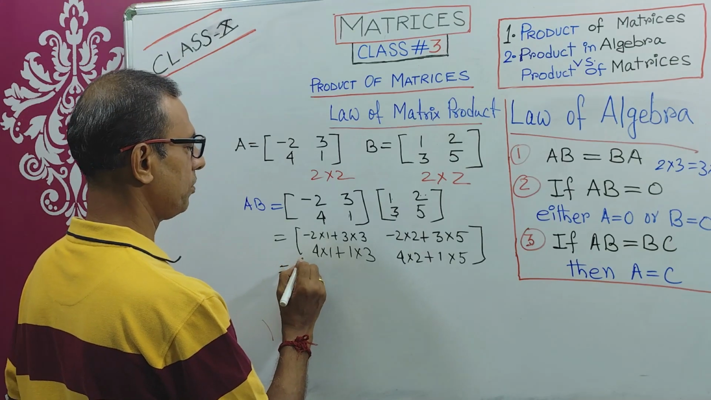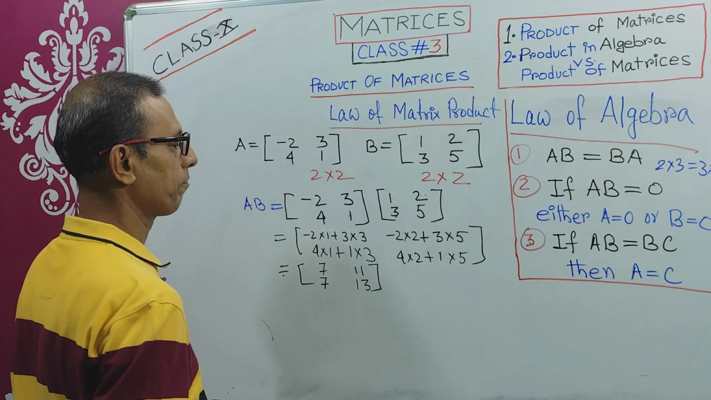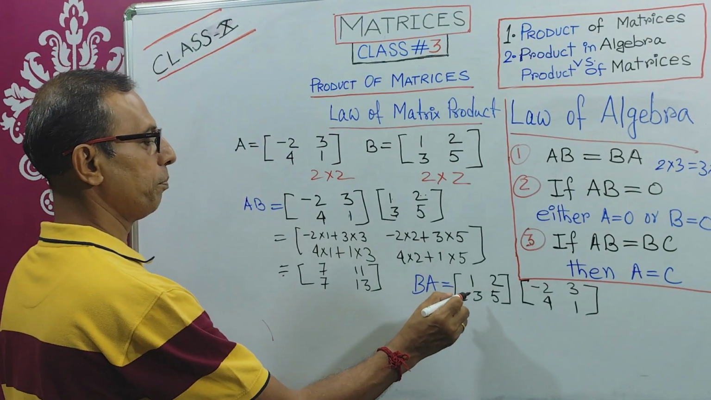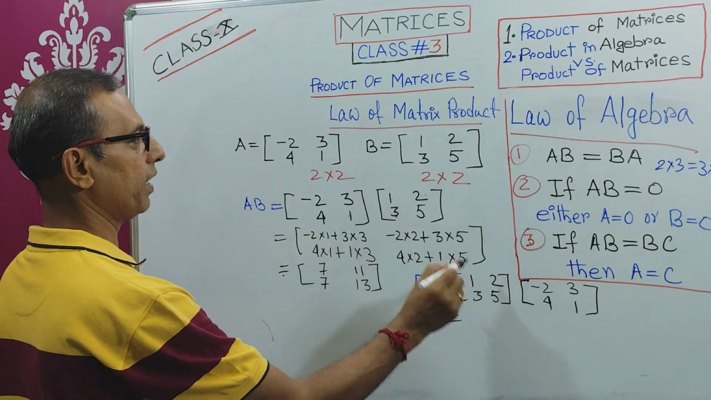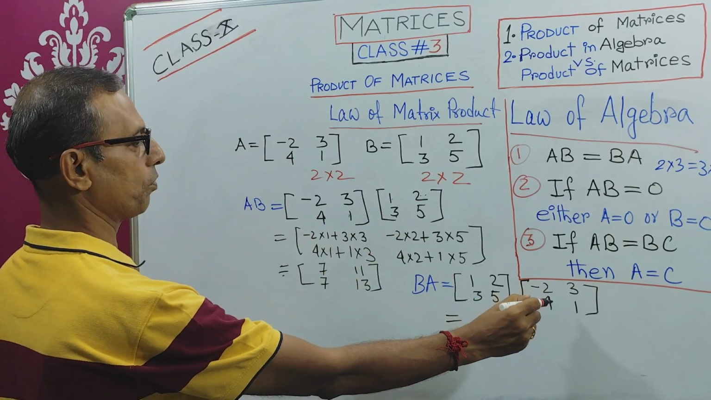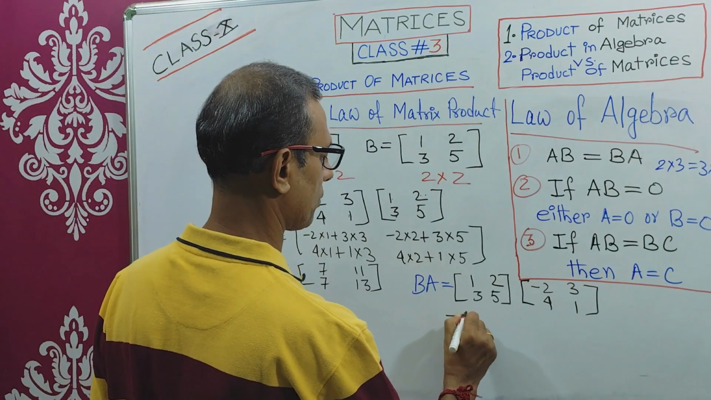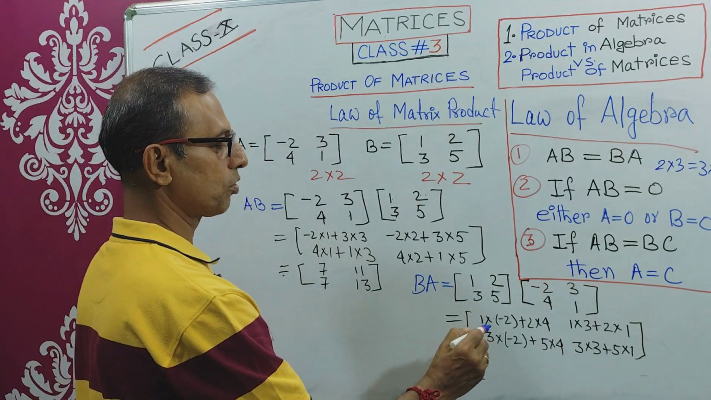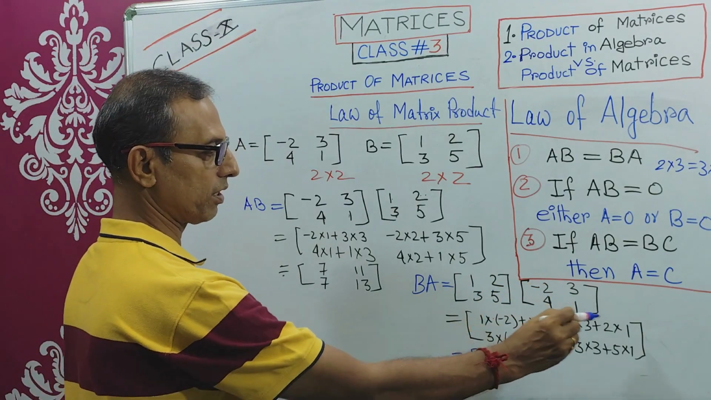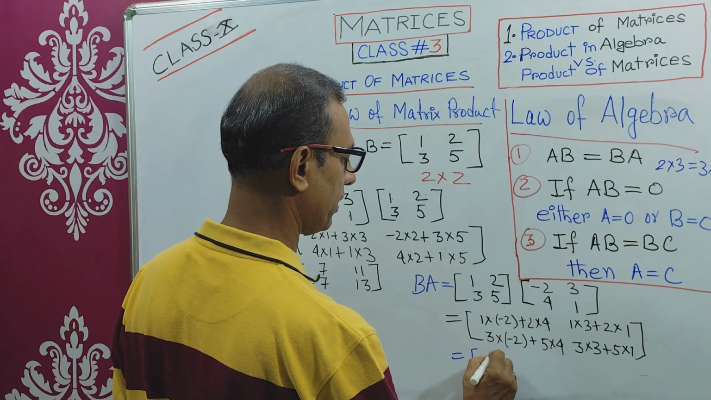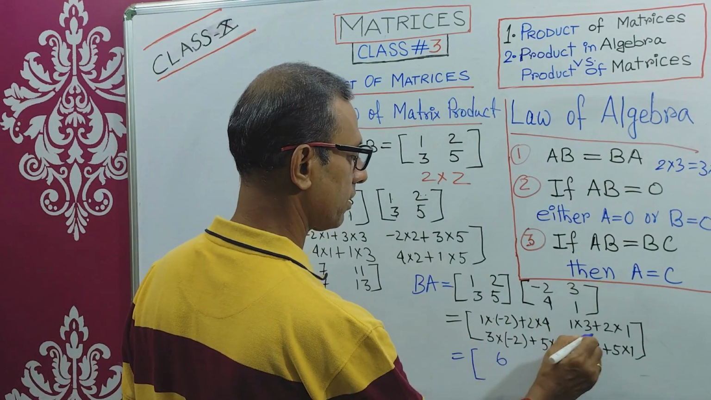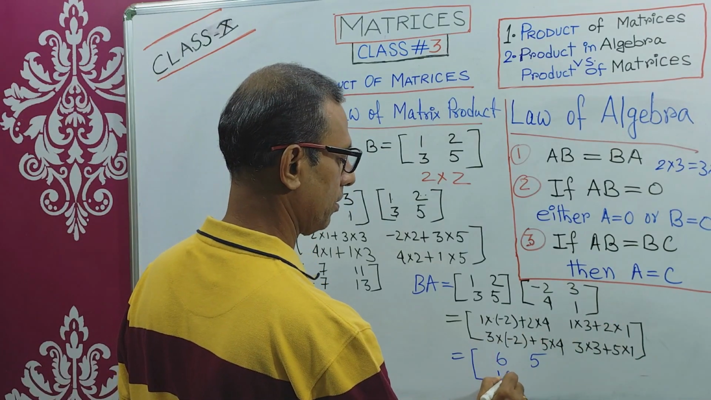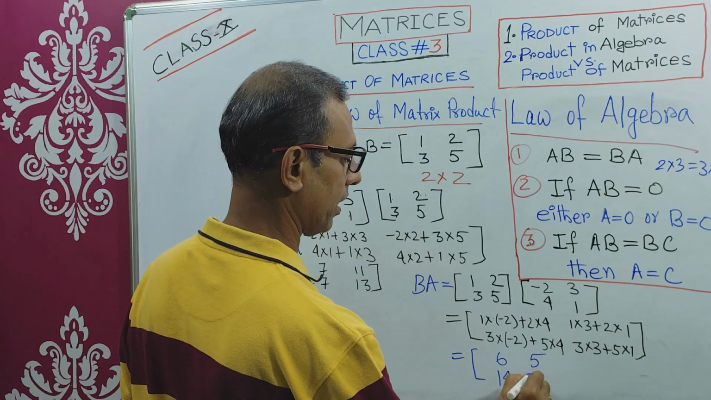So what will be the value? So this is what AB... BA equals, so BA: matrix B first, 1, 2, 3, 5, and matrix A second, minus 2, 3, 4, 1, right? So now let's do the multiplication. So BA is 1, 2, 3, 5 times minus 2, 3, 4, 1. Multiplication, same thing. Okay, I'm not explaining further, right? So what is the value? It is 8 minus 2, 6; 3 plus 2, 5; 20 minus 6, 14; and 5 plus 9, 14.